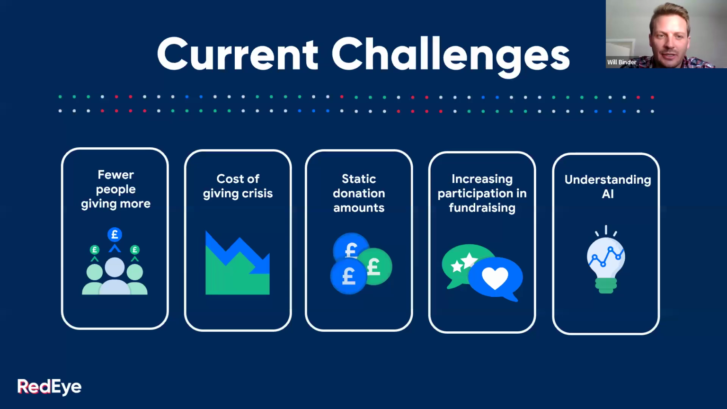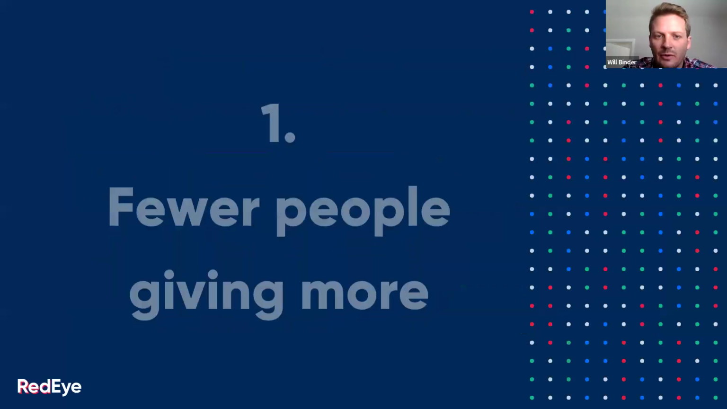As Rachel said, it's action-packed, but these are the 5 key pillars that we'd like to talk you through in a step-by-step piece, consolidated into what we think are the key points that you can get some insights from today. The first one being fewer people giving more, then the cost of giving crisis, the static donation amounts, increasing participation in fundraising, and understanding AI, which is a large topic but a current one, and one that we can give some insights through. So we'll kick off with fewer people giving more.